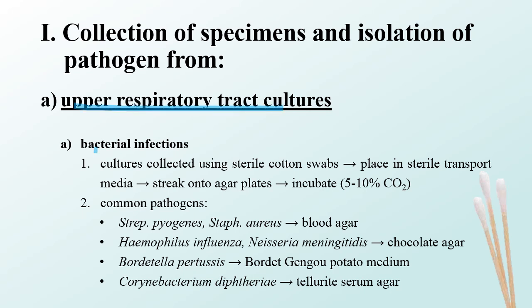If it's a bacterial infection, the culture will be collected using a sterile cotton swab, which looks something like this. This cotton swab will be placed in a sterile transport medium and then streaked onto agar plates, and the agar plates will be incubated at 5 to 10% carbon dioxide. These are the common pathogens and the media that can be used. For example, for Streptococcus pyogenes and Staphylococcus aureus, we use blood agar. For Haemophilus influenzae and Neisseria meningitidis, we use chocolate agar, and so on.